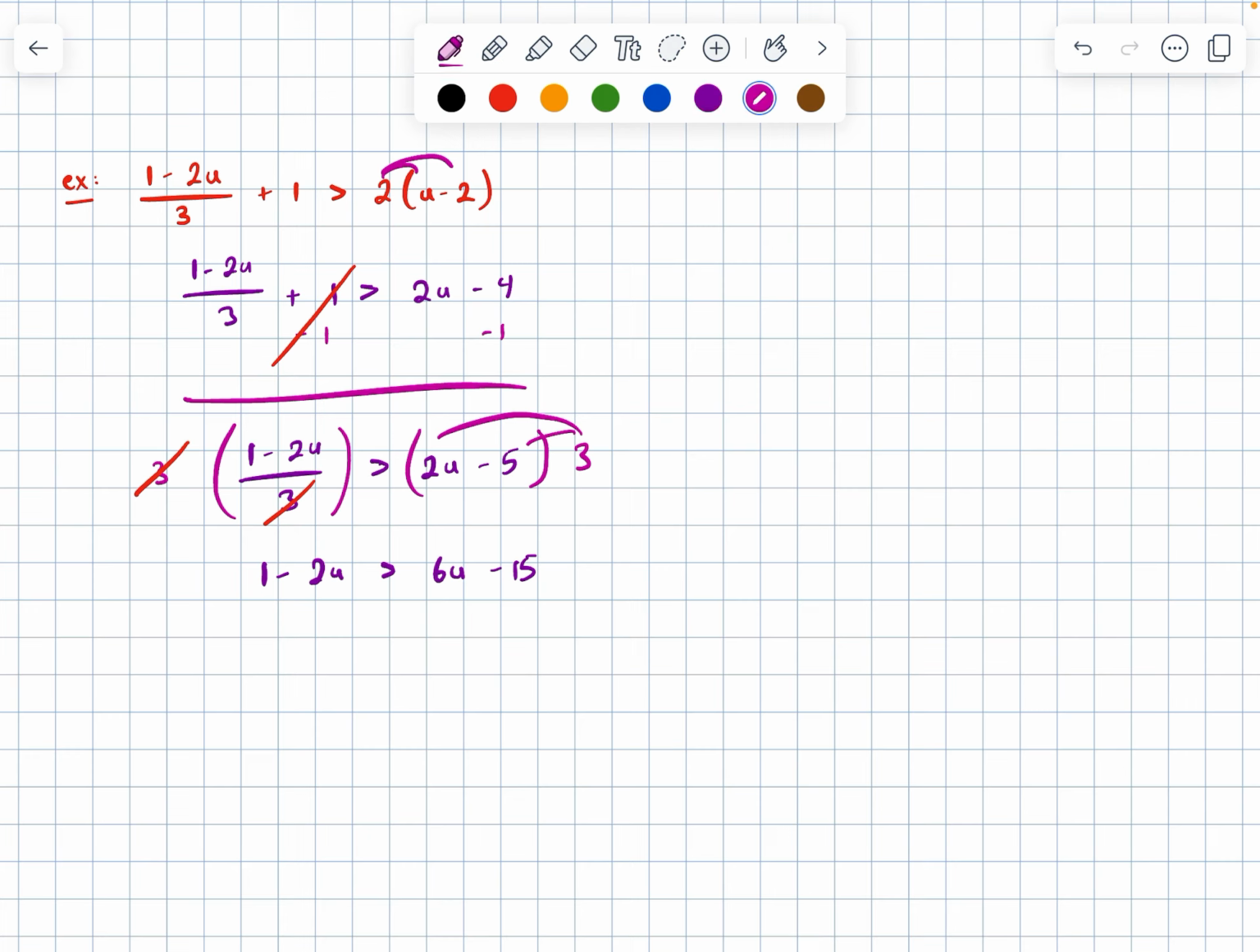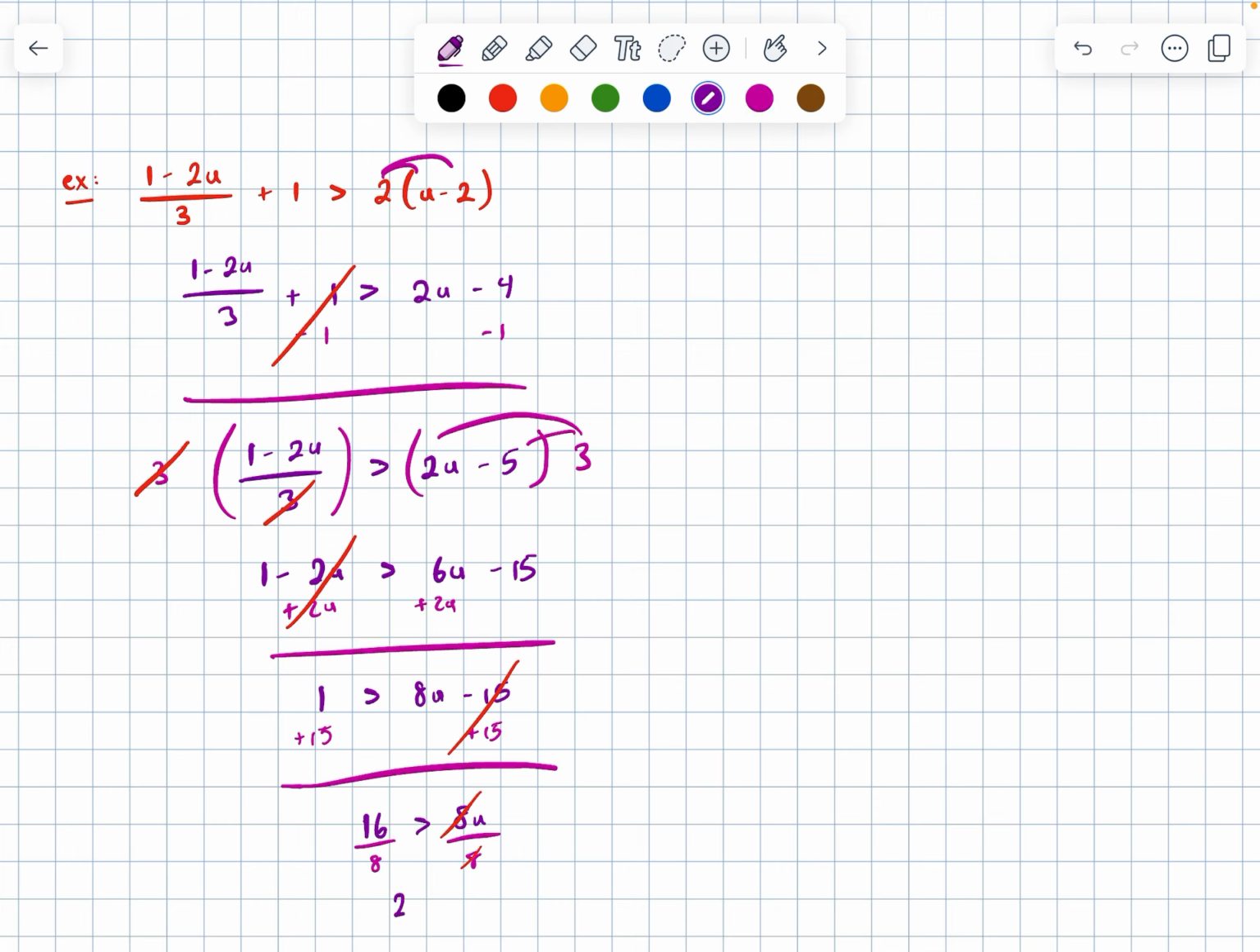From here, the issue is that all of my u's are on different sides of the inequality sign. So I might add 2u to both sides here. Maybe I'll move them to the left this time. I'm left with 1 is greater than 8u minus 15. I want to get the u by itself. Easiest thing to get rid of first, reverse order of operations, SADMAP. Let's do the plus 15 first. So I've got 1 plus 15, which is 16. That's greater than 8u. And now I need to divide both sides by 8 to get this u by itself. 16 divided by 8 is 2.